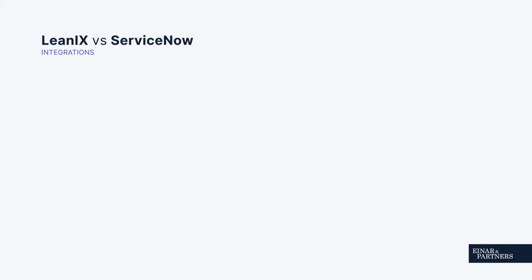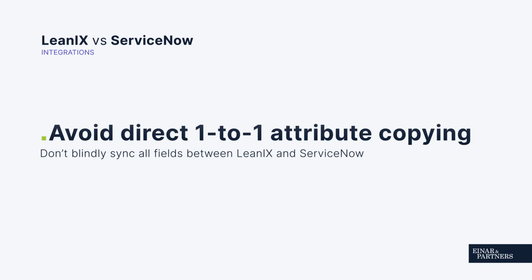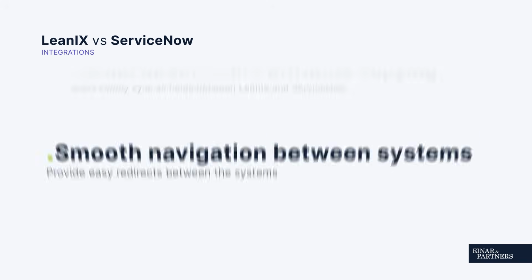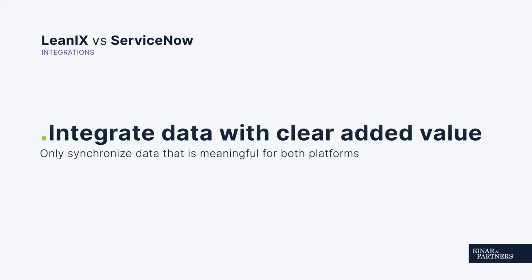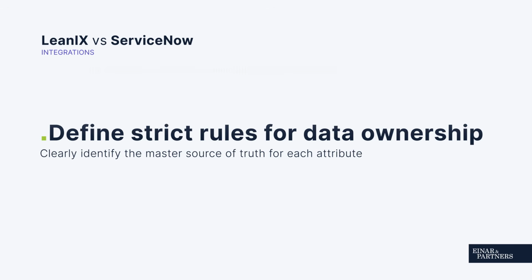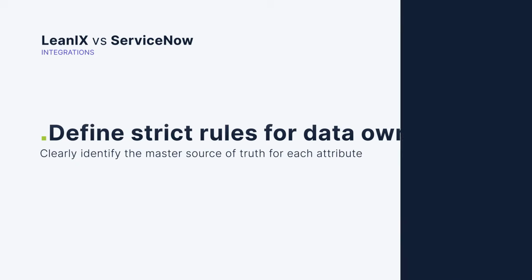When it comes to integrations, there are a few golden rules. The first one is, don't just copy attributes one-on-one between the systems. Make sure that attributes provide a clear value. The second one is, have a smooth navigation between the systems. It should be easy to use both systems. Thirdly, integrate data with clear added value. Only synchronize data that is meaningful for both platforms. And fourth, define strict rules for data ownership. For example, what is the master source and where can you edit the data? Stick to these things and your world will be easier.